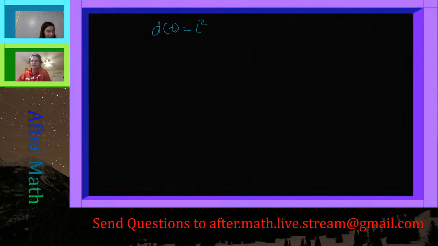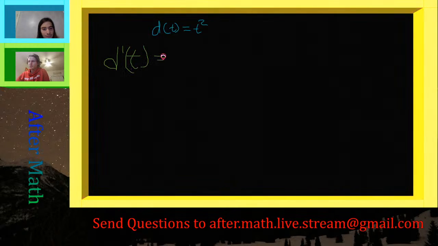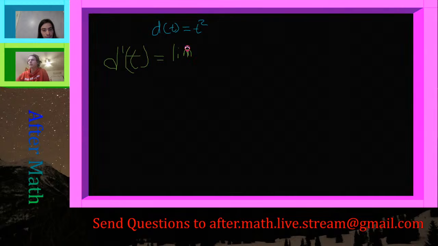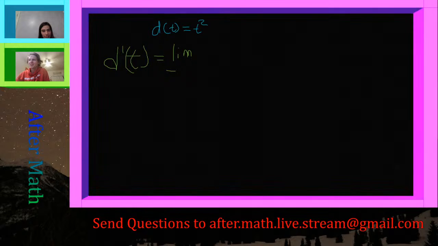Do you want to take this, Jaden? You got this, dude. Sure. So we have d prime of t equals the limit. Should we do the bottom one or the top one, or either? I think a mixture of the two. Okay, let's say, as h goes to 0, let's do that one. Yeah, h goes to 0.